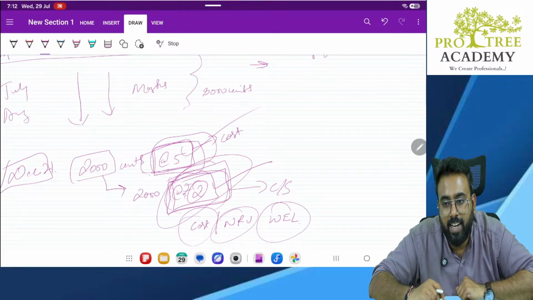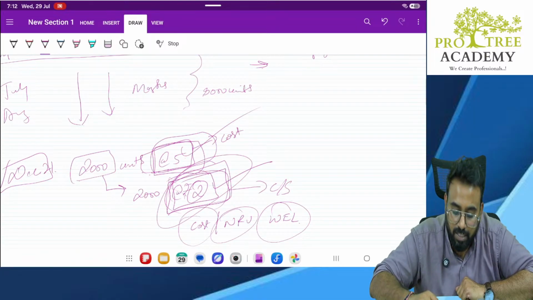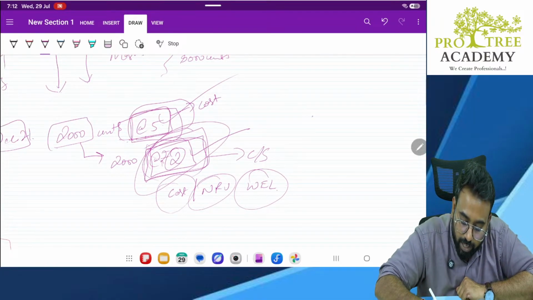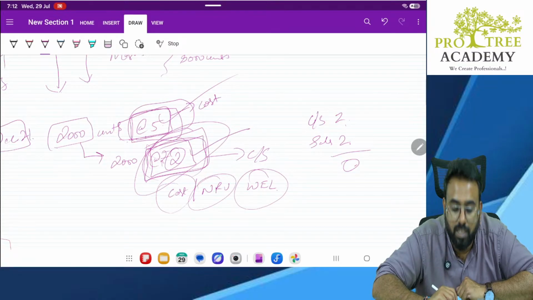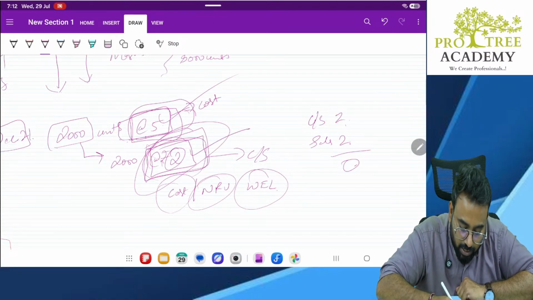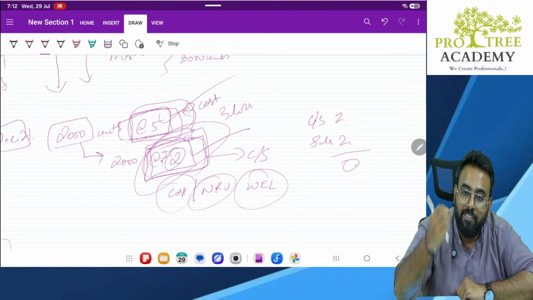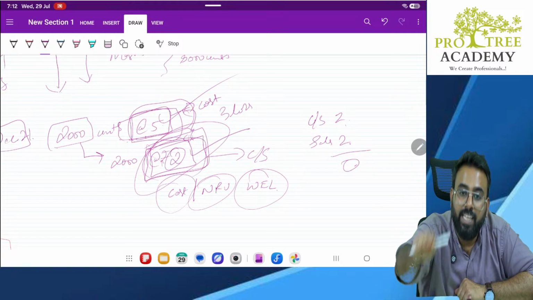Sir, if I recognize it at NRV, will there not be loss? There will be no loss. Why? Because you recognized your closing stock at 2 rupees. Next time you make sales at 2 rupees. Is there any loss? Zero. Yes, sir. Then what is this loss, sir? What will happen to this 3 rupees loss? This 3 rupees loss, I will recognize it immediately.